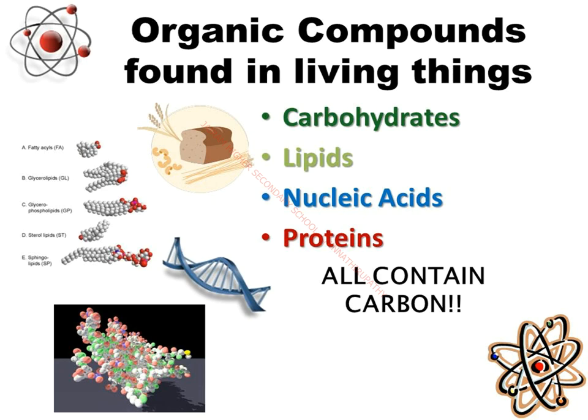Now a few examples I told you, right? Organic compounds are found in living things. So what are the living things? Like carbohydrates, lipids, nucleic acids, proteins, which are present inside our body, the chemical compounds, chemical reactions, chemical substances secreted from our body. Clear? So these are all examples of organic compounds.